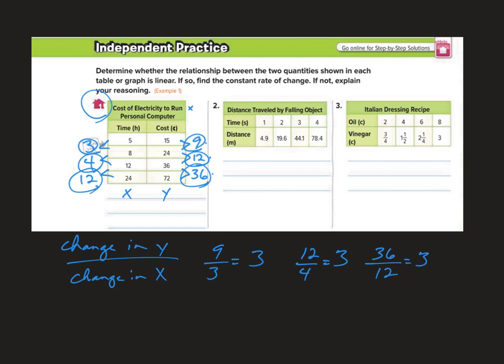So it's important to note that even though these are going up in inconsistent units, time is going up in inconsistent units, so is cost. So what's really important is, first of all, we really couldn't identify a pattern. So the next step is just identify the difference between each for time and cost. And then we just work this basic fraction, change in y over change in x. 9 divided by 3 gave us 3, 12 divided by 4 gave us 3, and 36 divided by 12 gave us 3. So that would quantify this as a linear relationship.